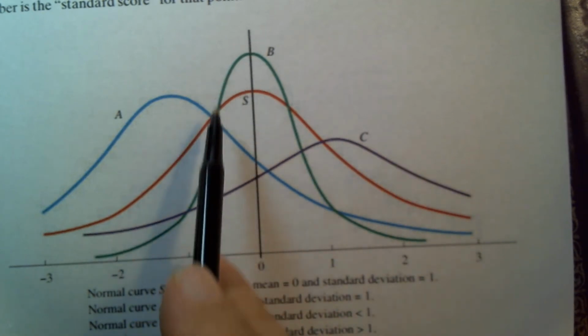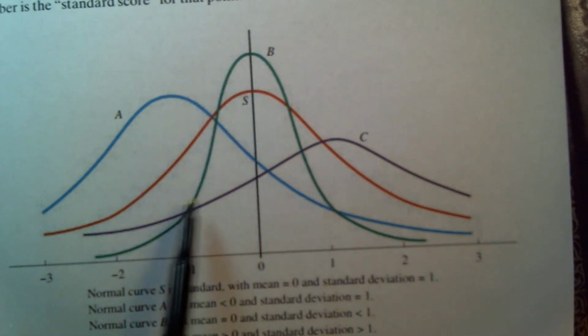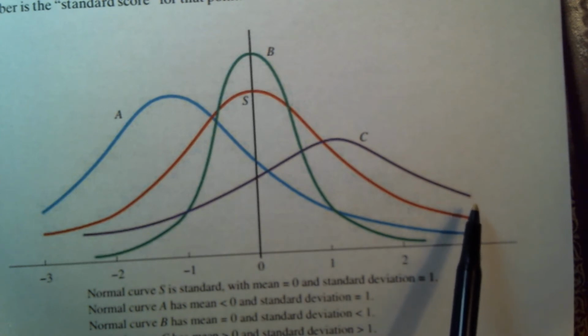So curve B has a standard deviation less than 1. It's narrower. And curve C is much flatter, so it has a standard deviation greater than 1. So that's just to have some kind of feel for what normal curves look like and how the standard deviation figures into this. In other words, the standard deviation makes the curve narrower when the standard deviation is less than 1, and it makes it wider or more spread out when the standard deviation is greater than 1.